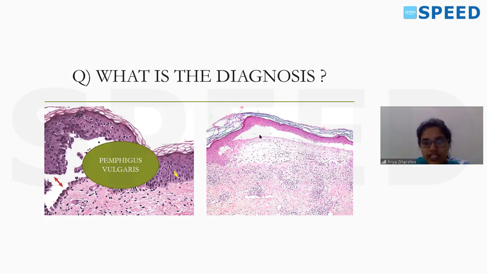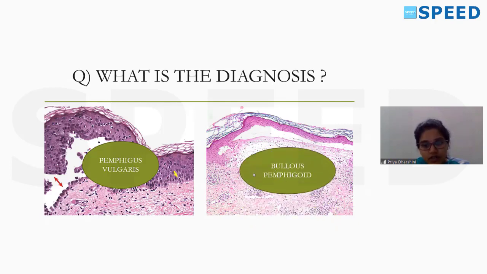Classically, it is seen in bullous pemphigoid. If they give you a picture like this and ask you the diagnosis, then it is mainly bullous pemphigoid. If bullous pemphigoid is not given as an option, then you may consider other subepidermal bullous disorders such as pemphigoid gestationis, linear IgA disease, and all those. So what you can see here is the subepidermal bulla and the split.